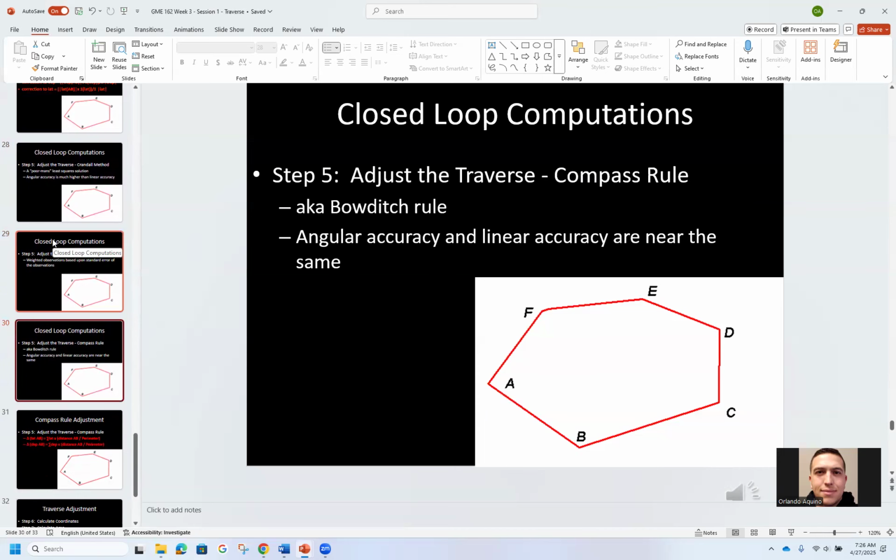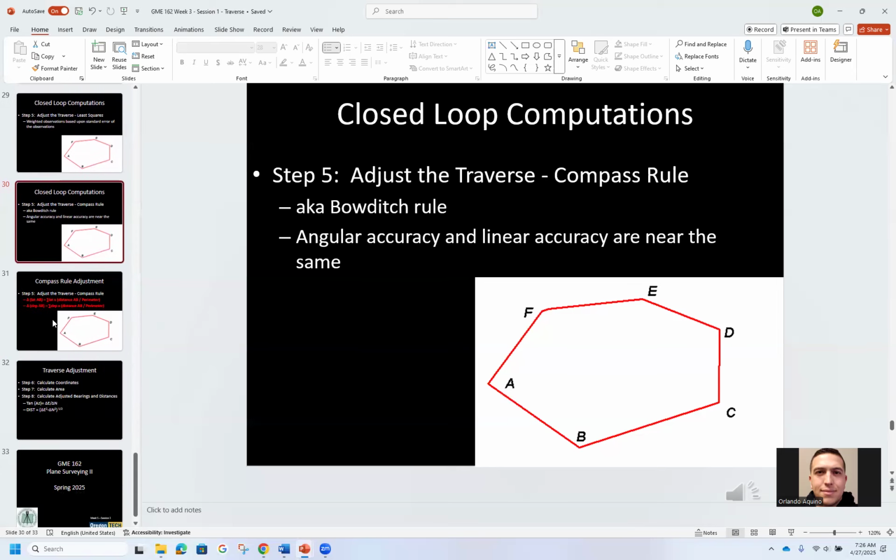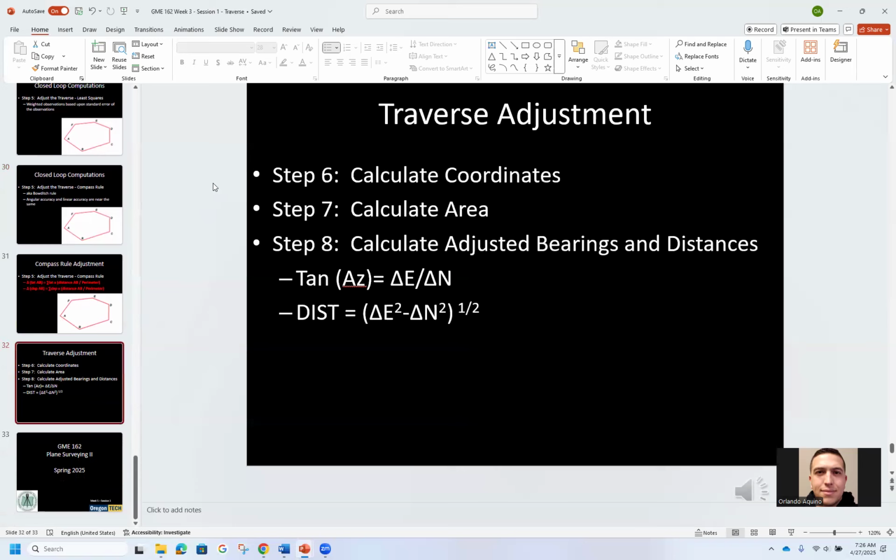And then we have our compass rule, AKA the Bowditch rule. Angular accuracy and linear accuracy are near the same. This is why we use the compass rule adjustment, because both are balanced, very close to each other. Step 6 would be calculate the coordinates. Step 7, calculate the area. Step 8, calculate adjusted bearing and distances. That would be the tangent of your azimuth, the delta easting over the delta northing, and your distance is the square root of delta easting squared plus delta northing squared.